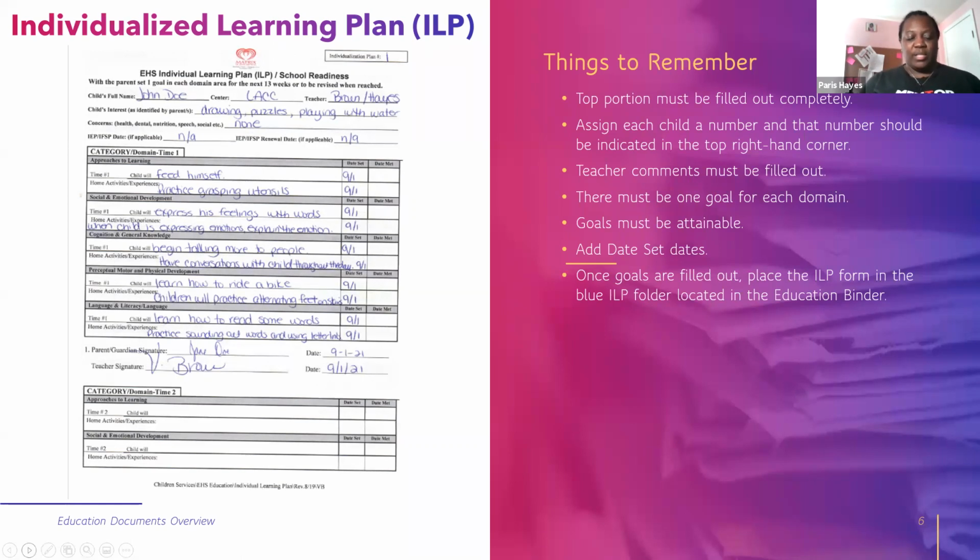Also, each child is broken up into groups. The children are broken up into groups. They should be assigned a number that goes in the top right-hand corner of the IOP. So be sure to number your IOPs according to the number of children that you have in your classroom.